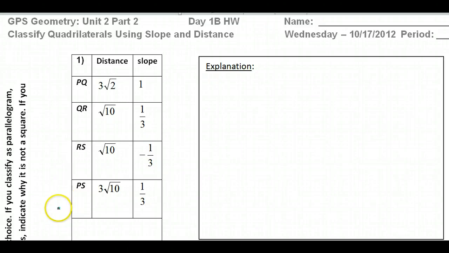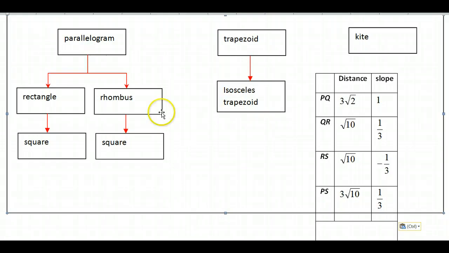Okay, so in this exercise, our goal is to be able to classify a quadrilateral being given the 4 lengths of the sides and given the 4 slopes. When I say classify the quadrilateral, these are the options. It's either going to be a parallelogram, a trapezoid, or a kite.